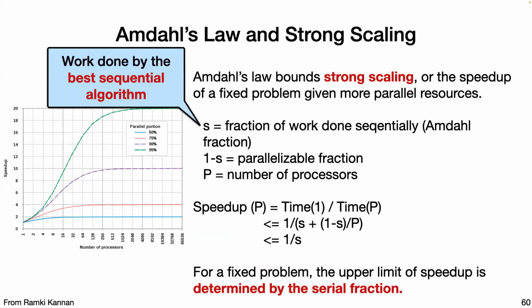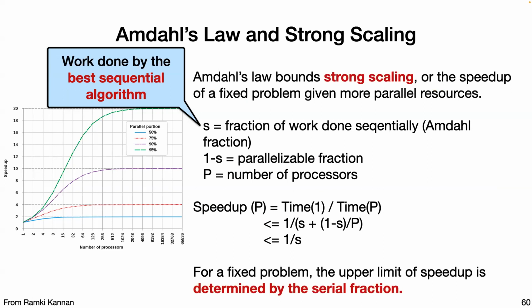I talked about Amdahl's law in the first lecture, and there are two kinds of scaling that we're interested in. The first one is called strong scaling, and strong scaling is the speedup that you get given a fixed problem size. You fix the problem size at some input, and then you give it more resources, like more cores or more threads. And the speedup by Amdahl's law is bounded by the serial fraction. Here, S is the fraction of the work done sequentially, the work done by the best sequential algorithm.